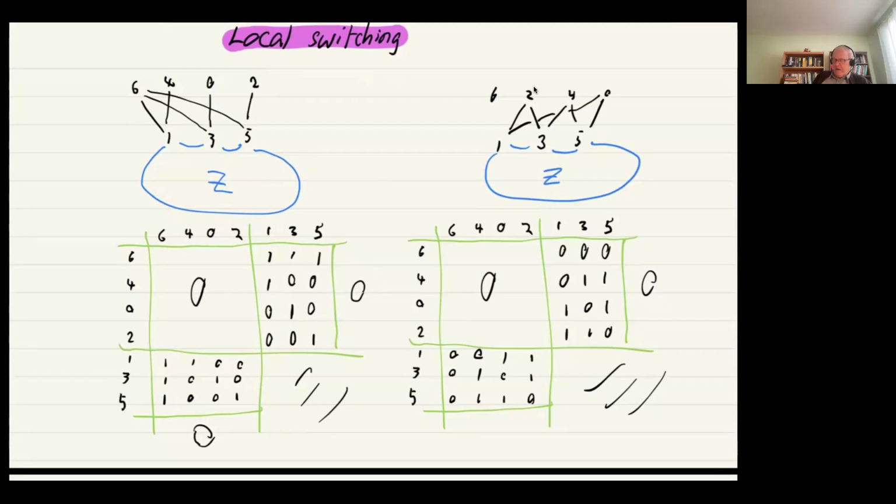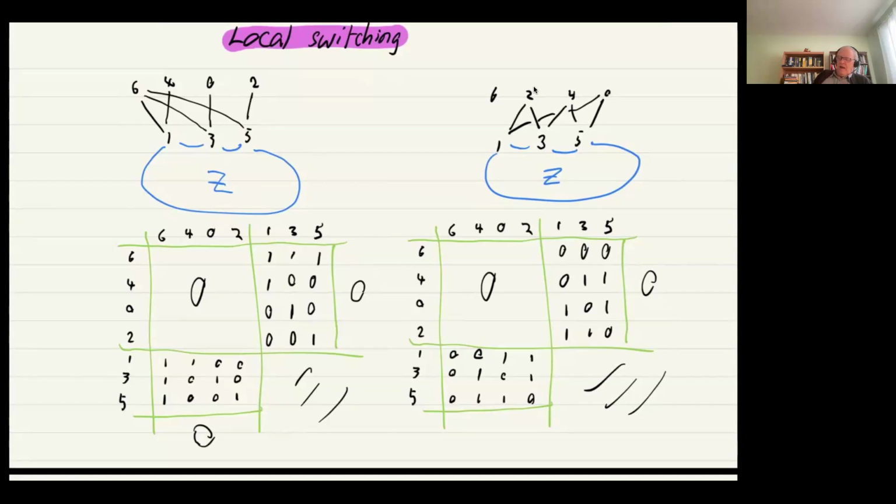Okay, and if you look at the list of graphs, the proportion of graphs that are cospectral up to 10 vertices seems to be increasing. Now, the thing is that you can show by a probabilistic argument that the proportion of graphs which will admit local switching will go to 0 as the number of vertices goes to infinity.